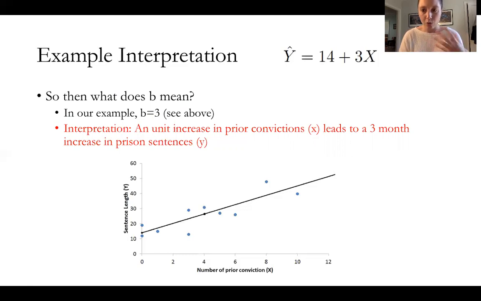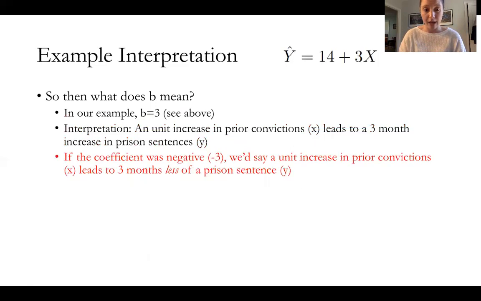Remember that we said you interpret this by asking, when x goes up by 1, how does y change? So in our example, if the number is 3, when prior convictions go up by 1, so on average, when someone has 1 more prior conviction, they're going to get 3 more months in prison. That's how you would interpret that.